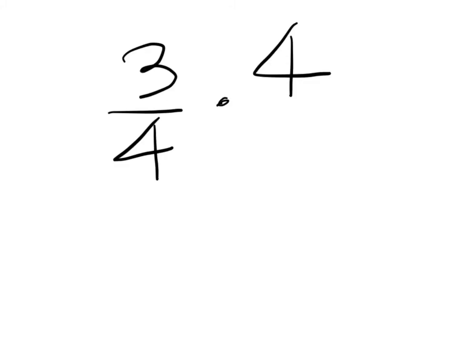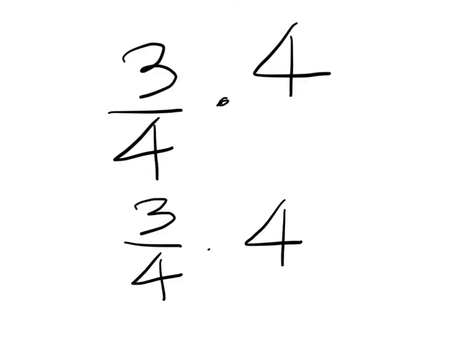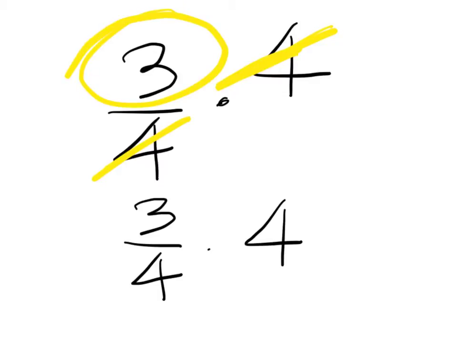There's 2 different ways you can do this. The first way, and I'll write it twice, the first way is this. Cancel out your 4's and you're left with 3. The other way is to do it like this. 3 times 4 is 12, and divide by 4, which would give you what? 3. So either way you do it, it comes out to be 3.